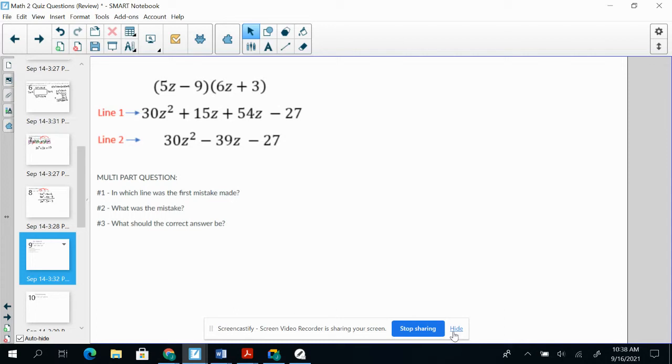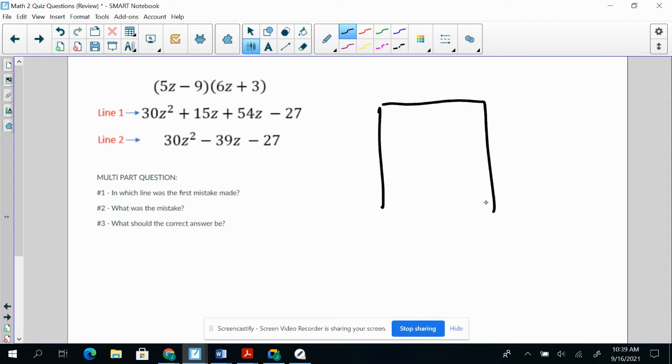Okay, guys, so our 4 review problems for today from quiz 1, again. This was an error analysis. In which line was the first mistake made? What was the mistake? And what should the correct answer be? So this would be one of the ones where you would be multiplying either a box method or FOIL, whichever works for you better.